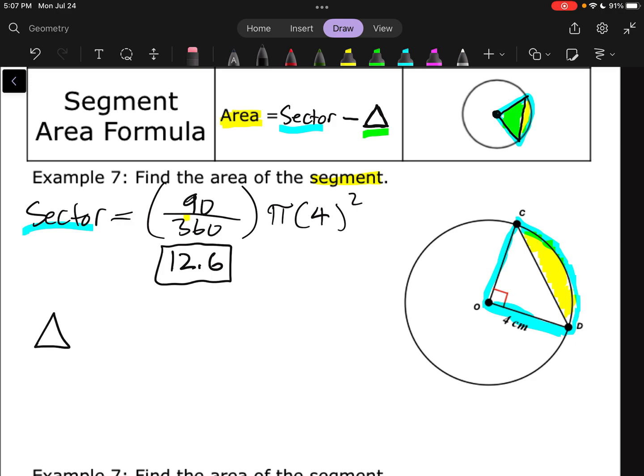Now let's find the area of the triangle. Now this is the triangle, right? How do we find the area of a triangle? 1/2 base times height.